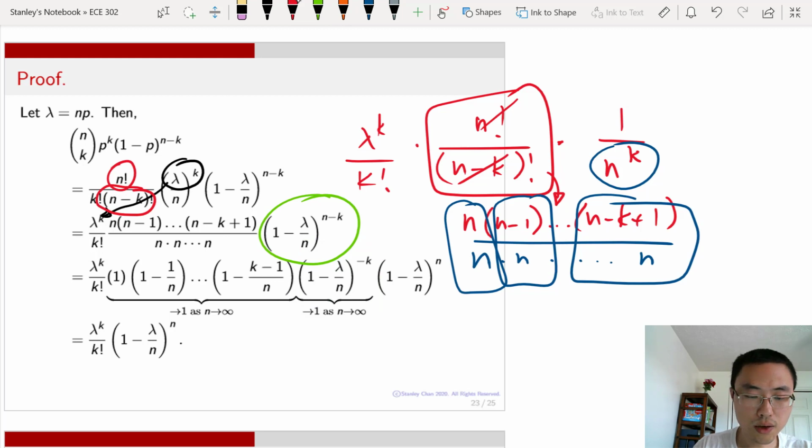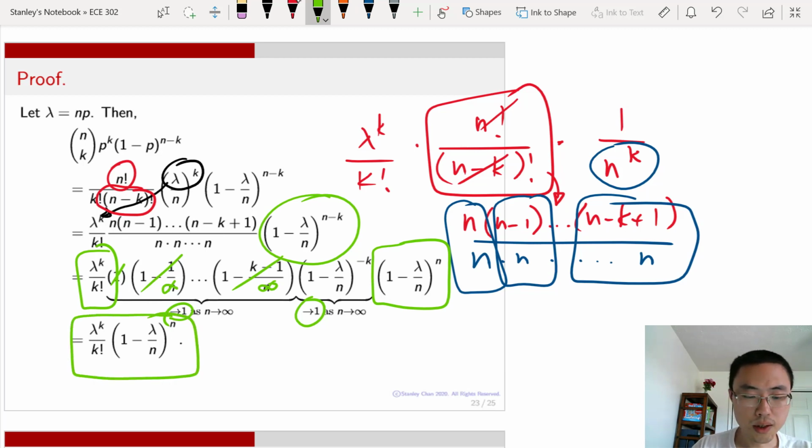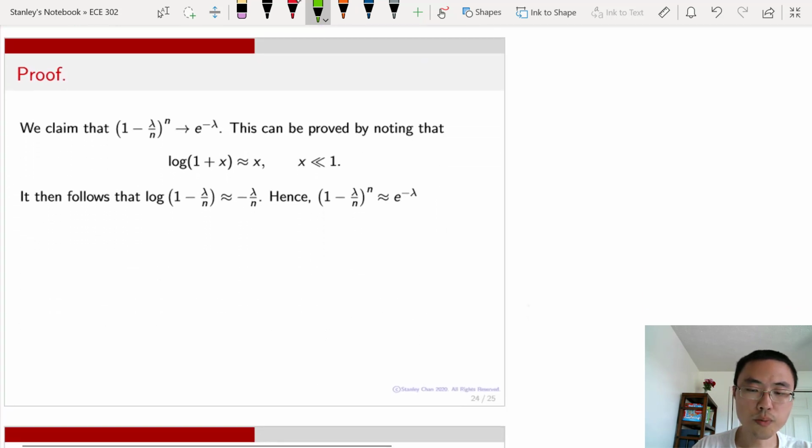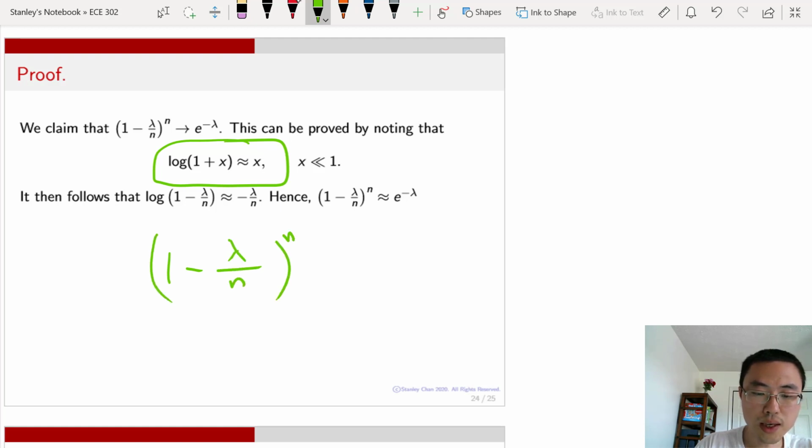Okay, and then how about this term? This term will also go to 1 because when n goes to infinity, this will just dominate, and so all these terms will go to 1. So they go to 1, they go to 1, and so the only terms remaining would be that term and this term. Okay, so you have these two remaining. And so what? Well, then you go back to our background chapter. You can leverage a result on the logarithm, where the log of 1 plus x is approximately equal to x. And so now you have 1 minus lambda divided by n to the power n.